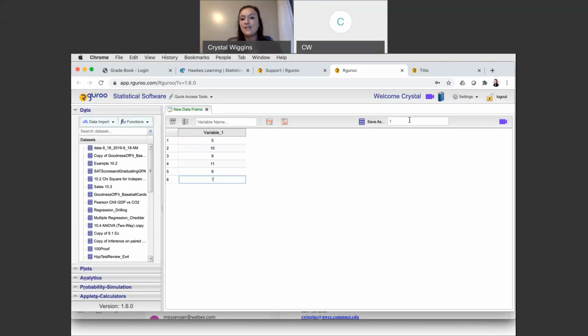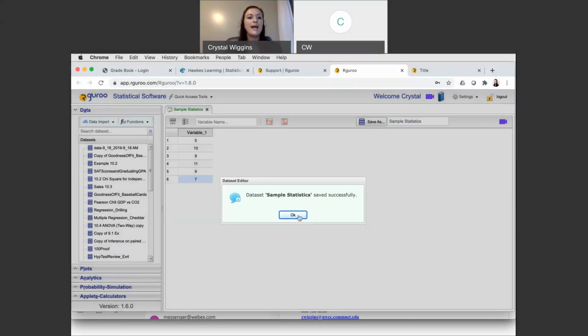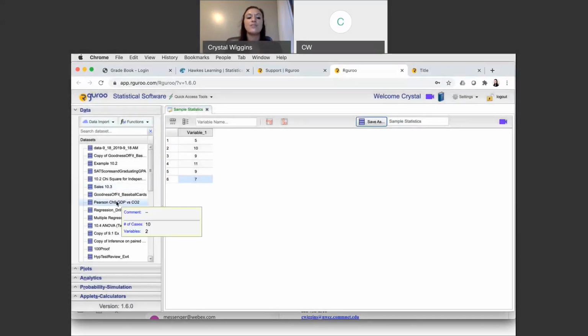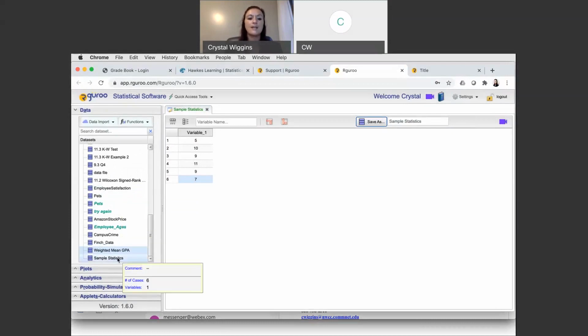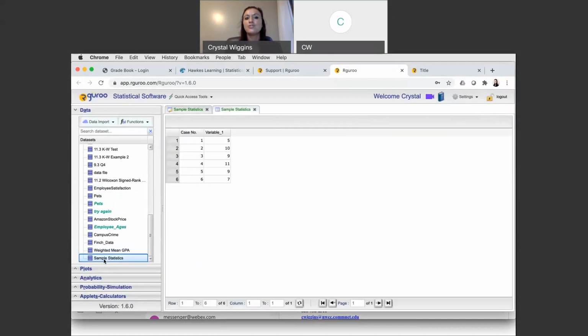I need to save this. This is going to be saved, and I'm going to name it what I'm trying to show, which is sample stats, sample statistics. Save as. Okay, now again, I personally feel comfortable making sure it correctly got created, so I am going to double click on it in my list. Make sure again, my labels and my data values are right.